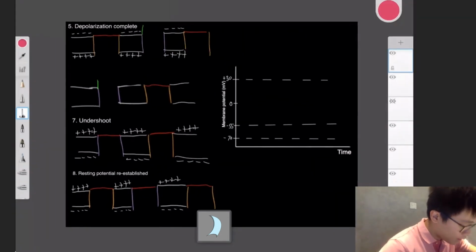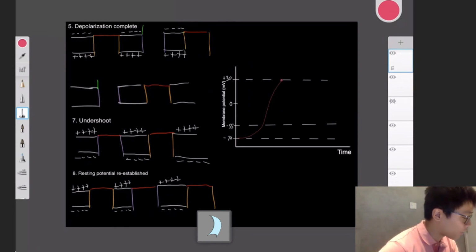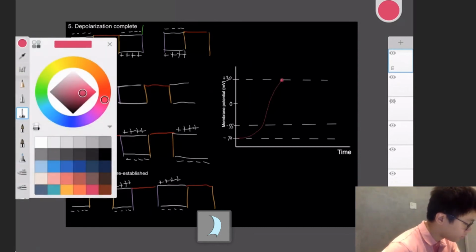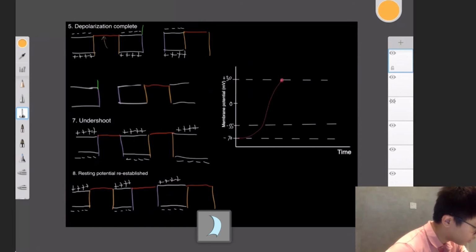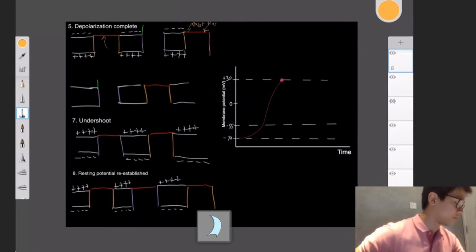So moving on to the next section of an action potential. As the membrane becomes more depolarized here, it will eventually reach this threshold of positive 30 millivolts. And when this threshold is reached, these sodium channels will close, and no further sodium can go into the membrane. So it's blocking further sodium from moving in.